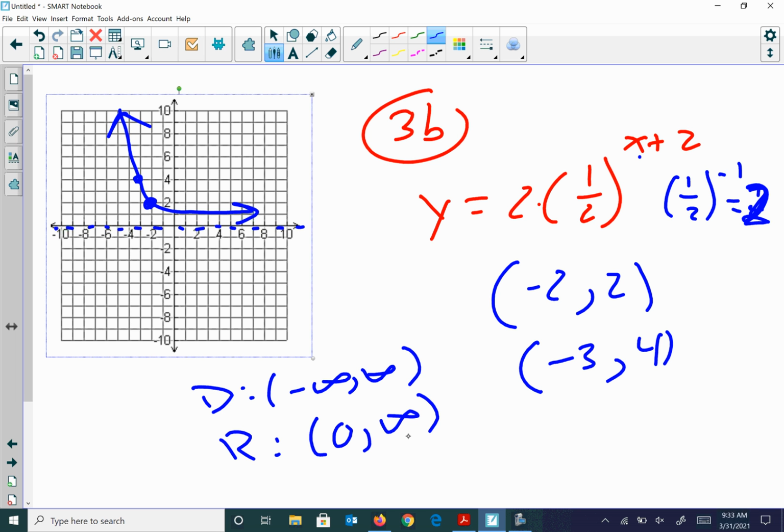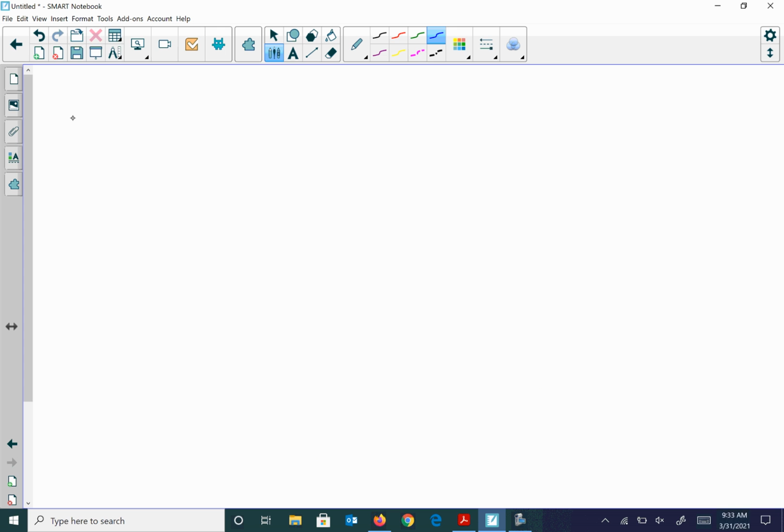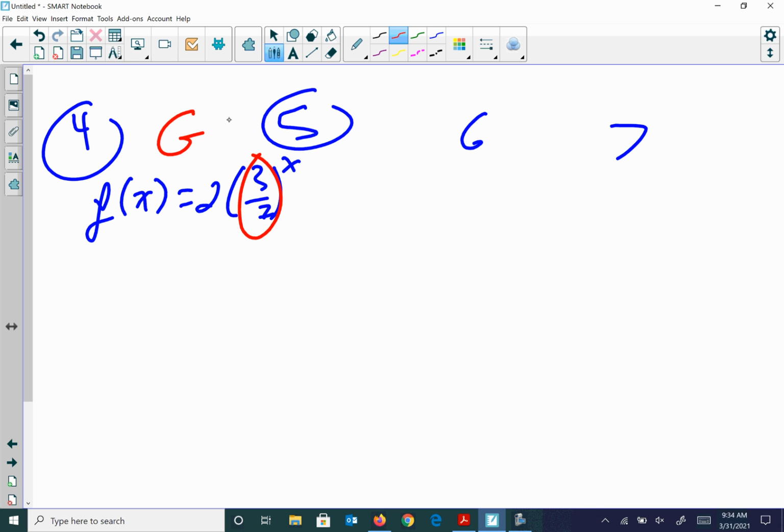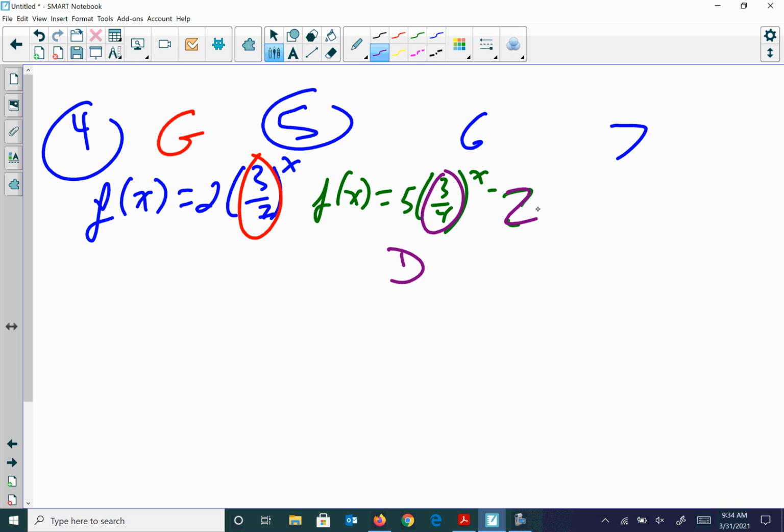So that's basically how we do those. Then we get to 4, 5, 6, 7, and we want to know if it's growth or decay. Well, for number 4, we have f of x is equal to 2 times 3 over 2 to the x. This value is larger than 1, so this has to be growth. Problem number 5, we have f of x is equal to 5 times 3/4 raised to the x minus 2. Because our base here is between 0 and 1, this is decay. Doesn't matter what anything else is.